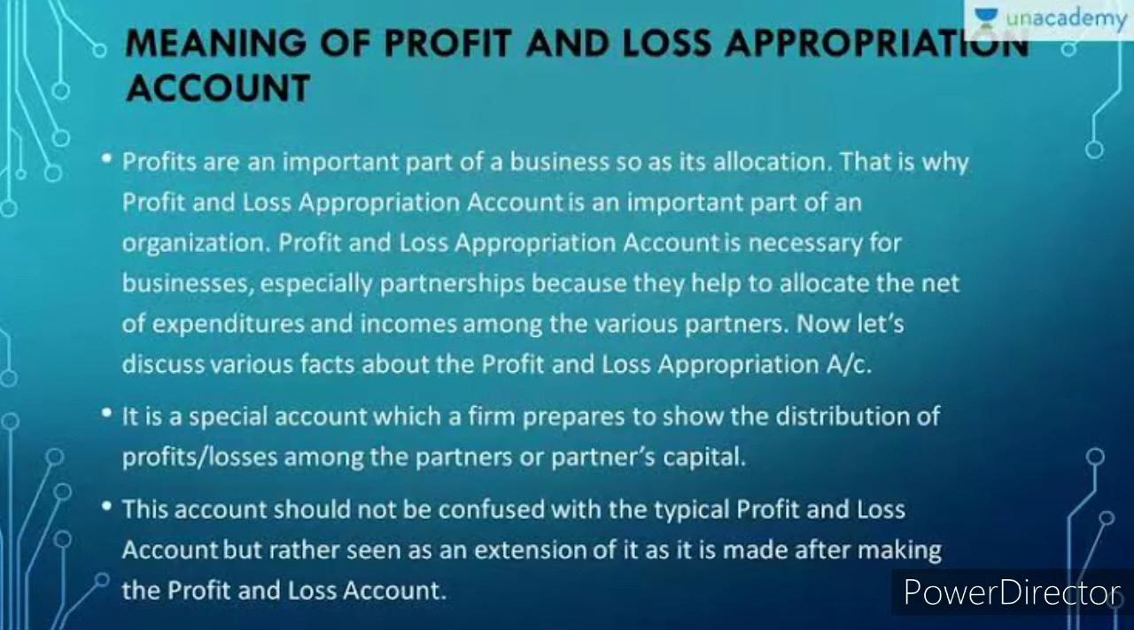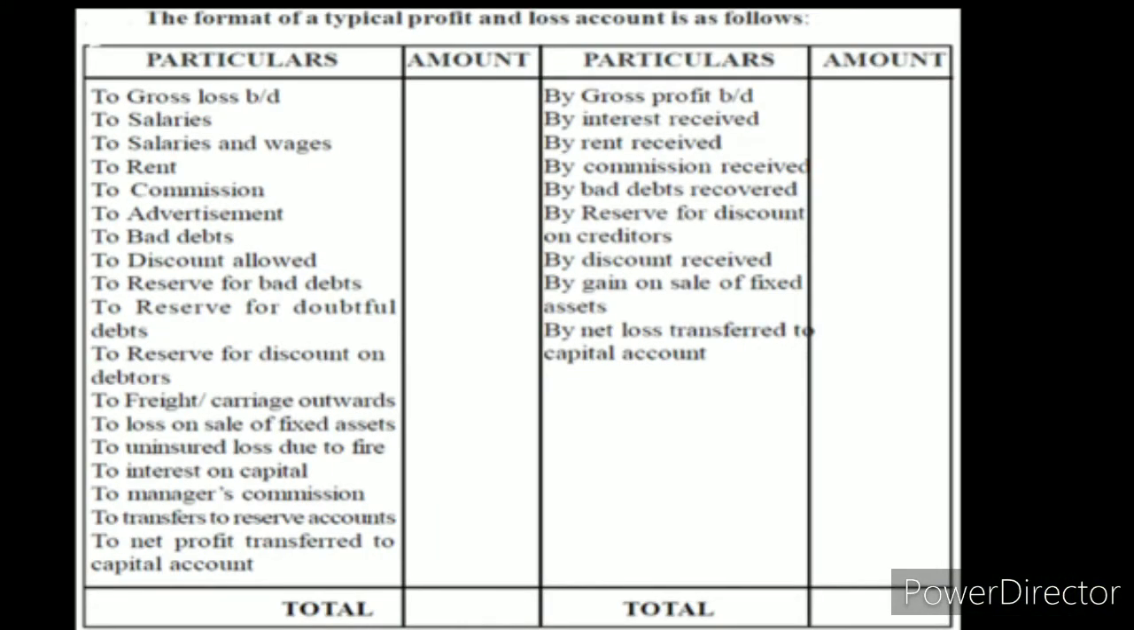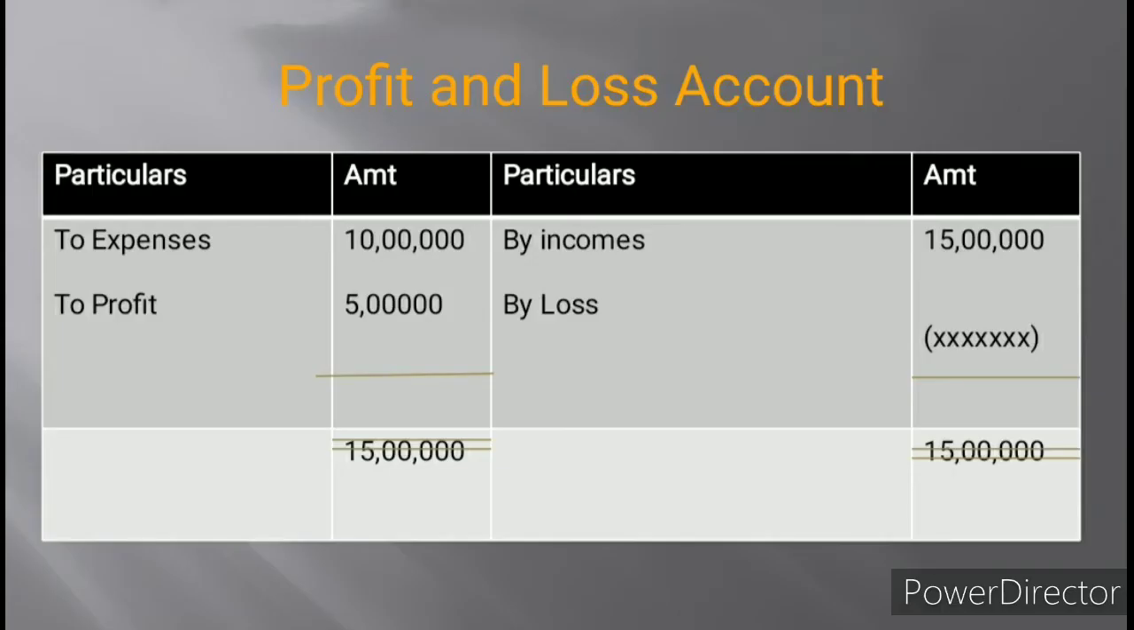Let's see, in the 11th class, we used to prepare profit and loss account in this manner. What is in the profit and loss account? Profit and loss account is nominal in nature. Incomes are posted on the credit side and expenses are posted on the debit side. Suppose our incomes are rupees 15 lakh and expenses are rupees 10 lakh. So we earned rupees 15 lakh and spent 10 lakh.